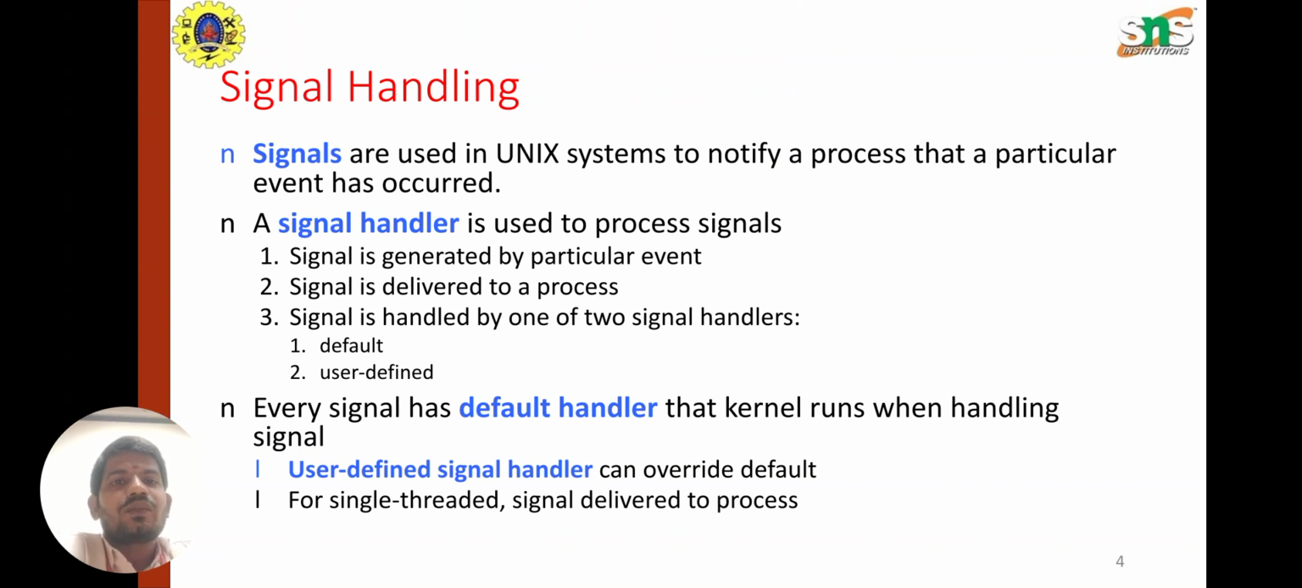Signal handling. Signals are used in a Unix system to notify a process that a particular event has occurred. A signal handler is used to process signals. A signal is generated by a particular event and delivered to a process, and the signal is handled by one of two signal handlers: the default one and a user-defined one. Every signal has a default handler that the kernel runs when handling the signal. A user-defined signal handler can override the default.